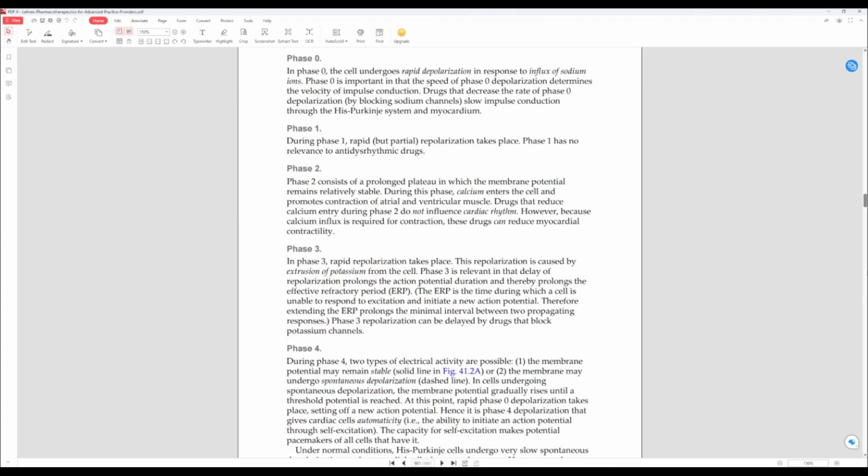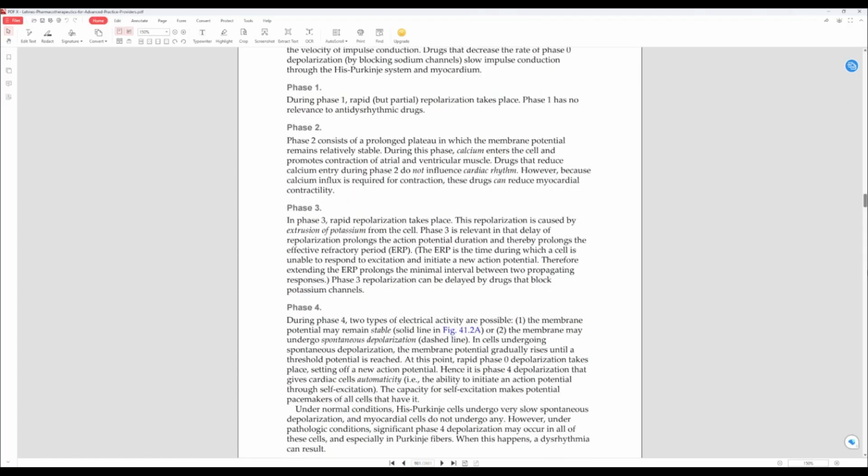In phase 0, the cell undergoes rapid depolarization in response to influx of sodium ions. Phase 0 is important in that the speed of phase 0 depolarization determines the velocity of impulse conduction. Drugs that decrease the rate of phase 0 depolarization slow impulse conduction through the His-Purkinje system and myocardium.